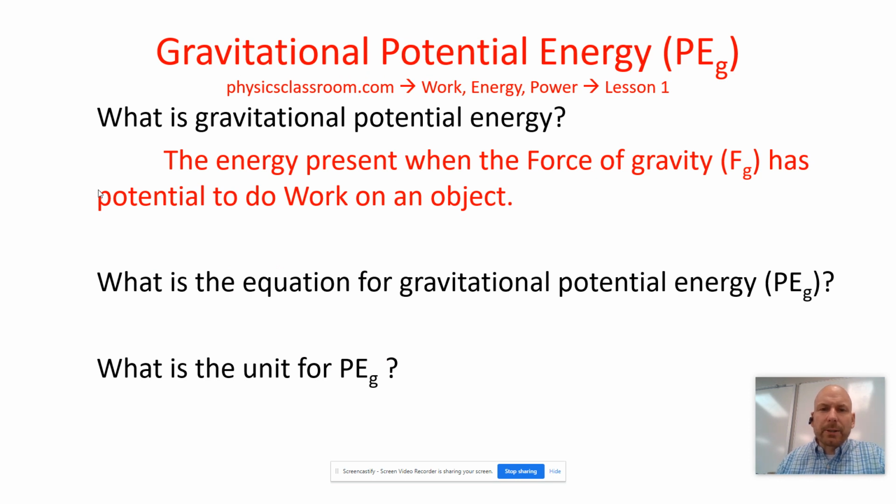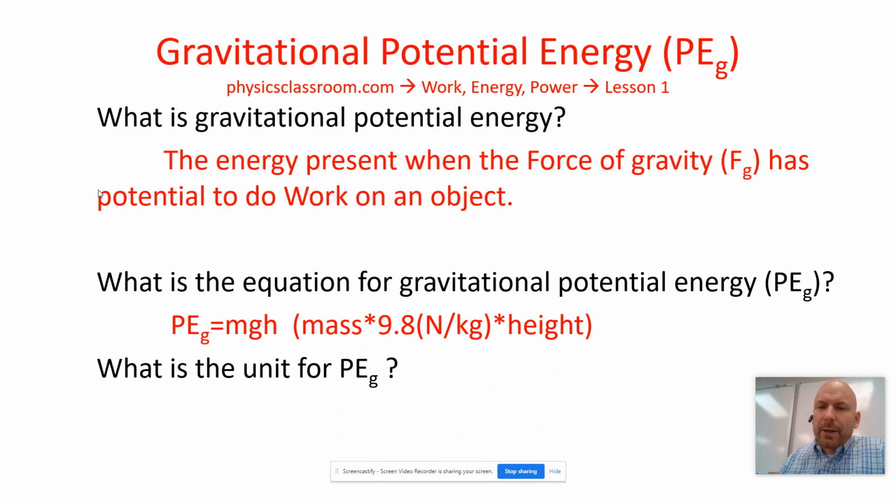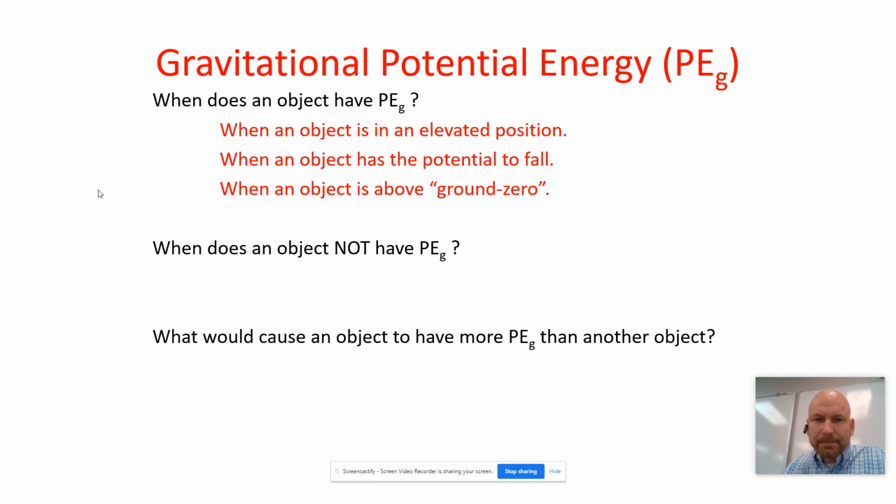So gravitational potential energy is present when the force of gravity has the potential to do work on an object. So if it has the potential to fall, we say that there's gravitational potential energy. The equation for that is mass times 9.8 times the height. That's how much gravitational potential energy something has. Take the mass of the object times its height times 9.8. The unit is also joules.